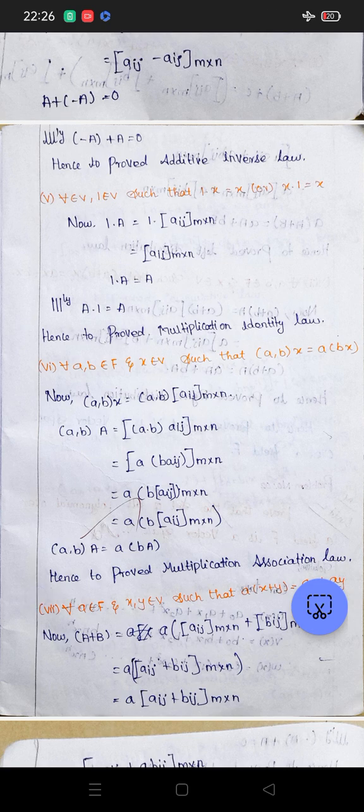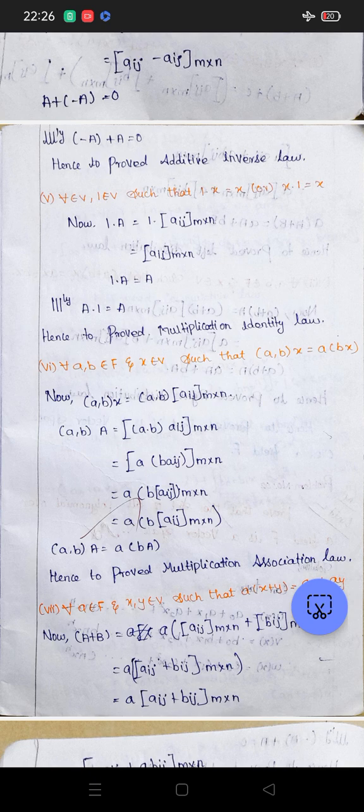Now 1 dot A is equal to 1 dot aij of m cross n. Multiplying 1 by any number gives the same number. So by the same procedure, 1 dot the matrix is the same matrix aij of m cross n. 1 dot A is equal to A. Similarly, A dot 1 is equal to A. Hence we prove the multiplication identity law.